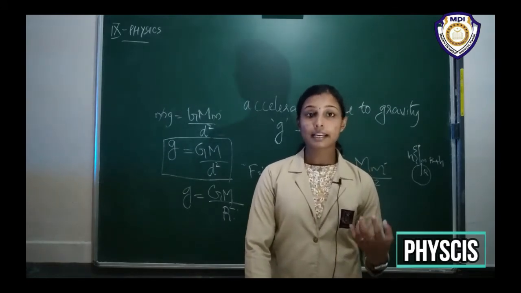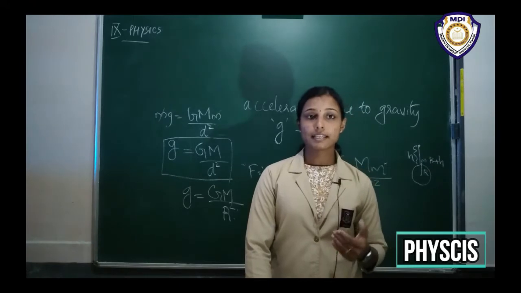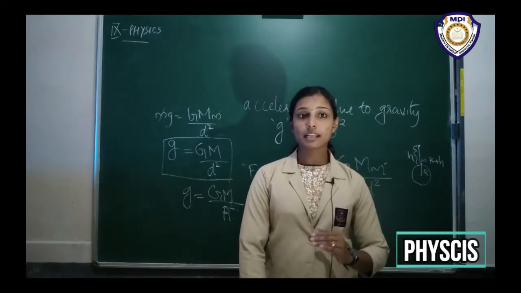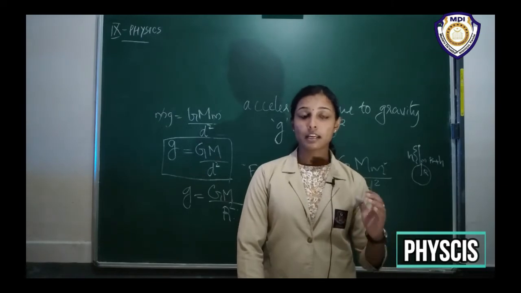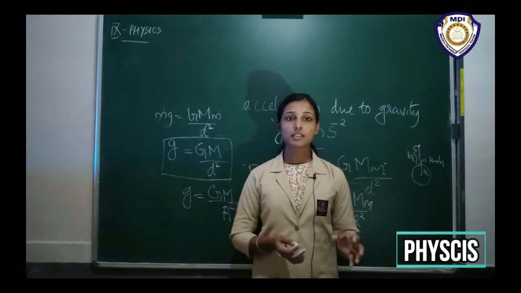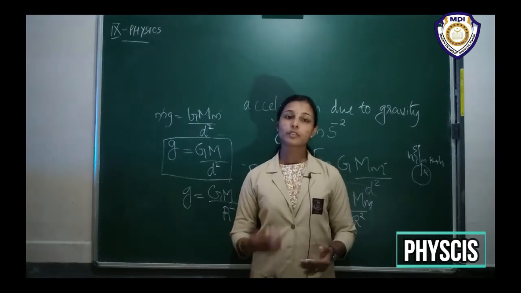That means the radius of earth is low at the poles when compared to the equator. That means the radius of earth is less at the poles than at the equator.